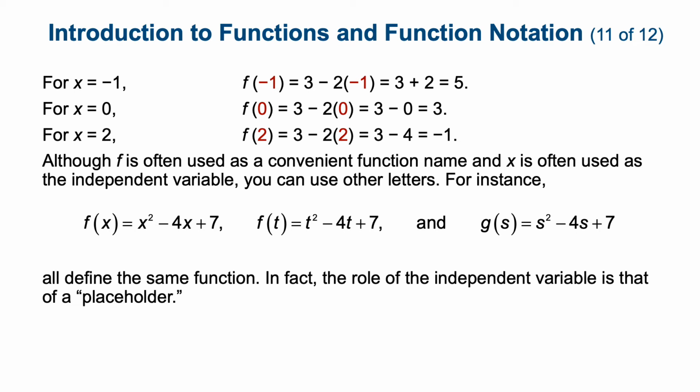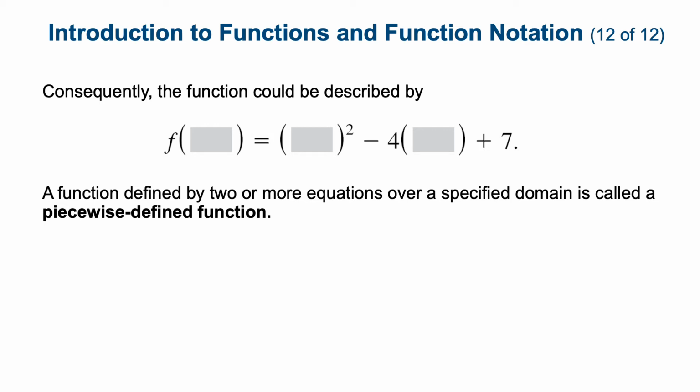Like here, whatever my input is, this is what you're going to do. So f is like the rule, or whatever the name of the function is. It's telling us what to do with the input. In this case, it's telling us, take the input, square it, then subtract the product of 4 times the input, and then add 7. All that is being told by f right here. So you can call this a placeholder or a dummy variable. Some people call it a dummy variable sometimes. So the function can be described by whatever you want: square, triangle, who cares, right?